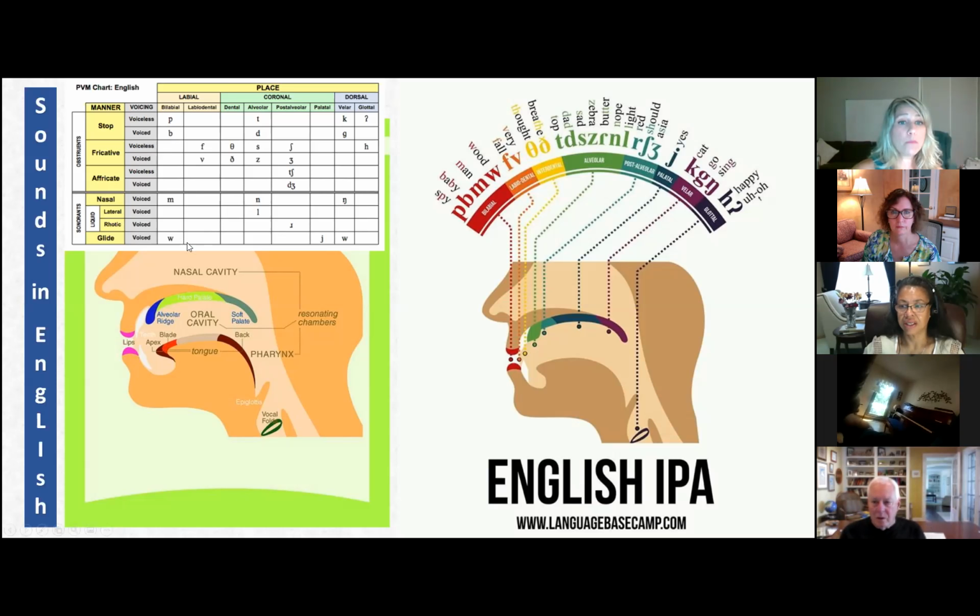Okay, the other sounds that you have here are your nasal sounds, and nasal basically means you close your mouth and the air comes through your nose.